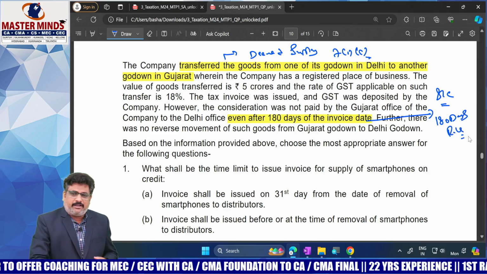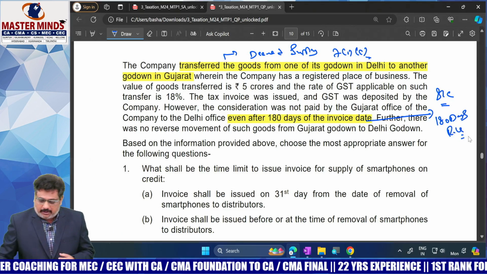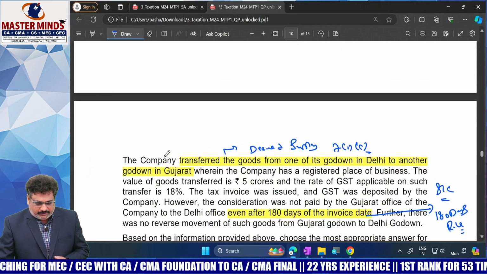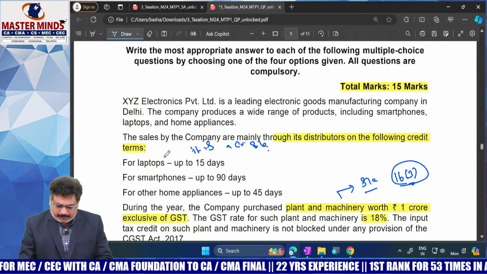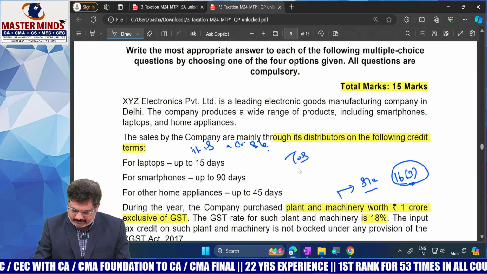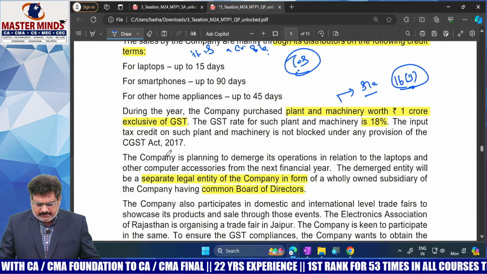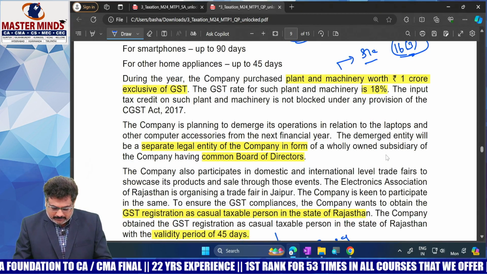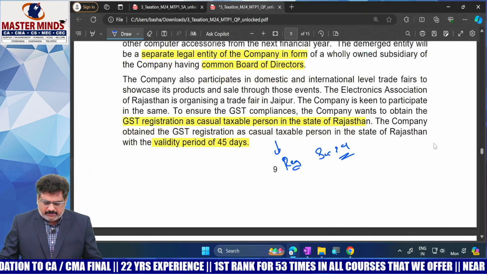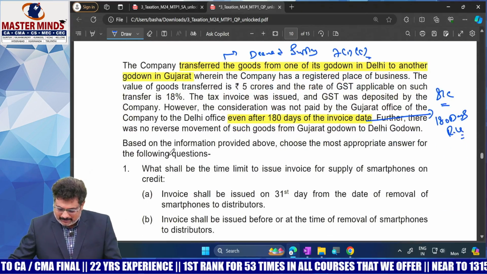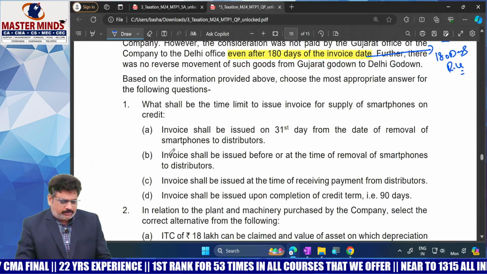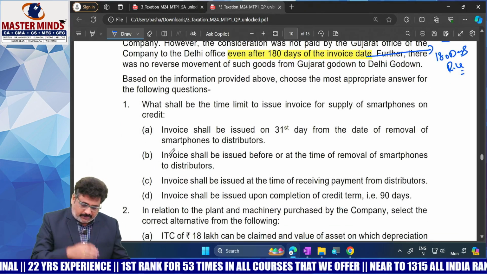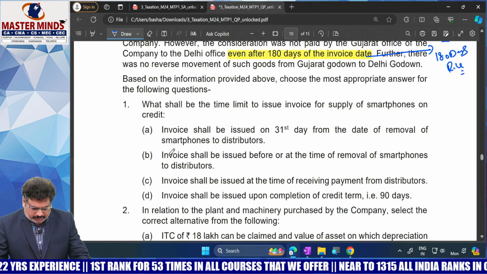Now, based on this, if you observe here, the major focus is with respect to this. I think this topic will be based on time of supply, ITC, deemed supply, registration, and ITC again. Based on these points, actually the questions are asked. Now we need to see the questions.